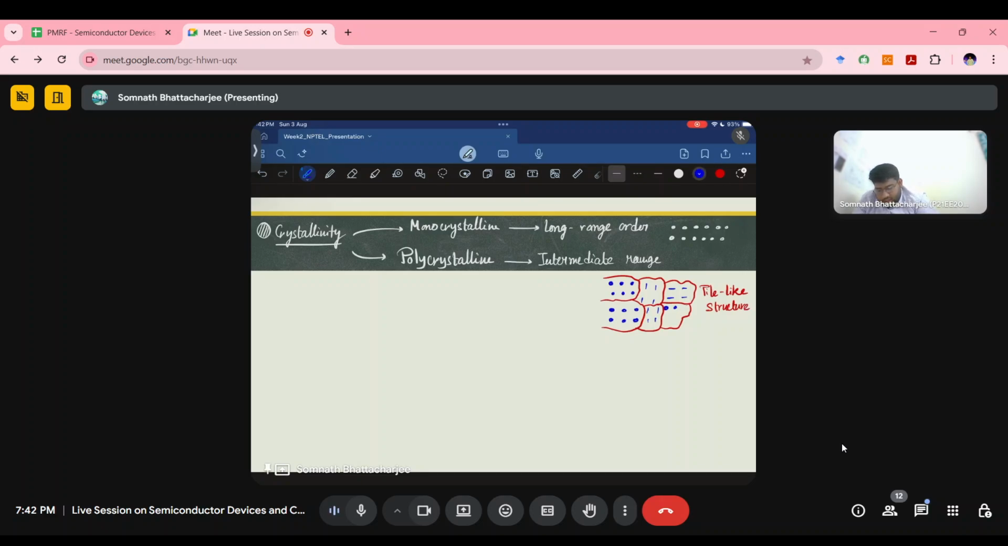And the last one is amorphous solids. So what is an amorphous solid? There is a very short range order, and it is full of defects as well.